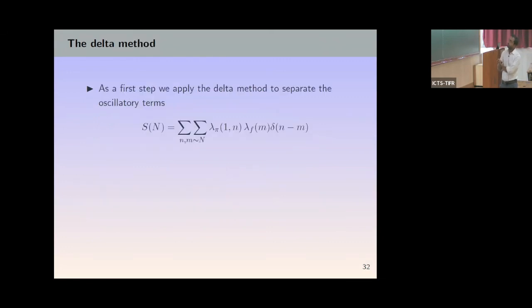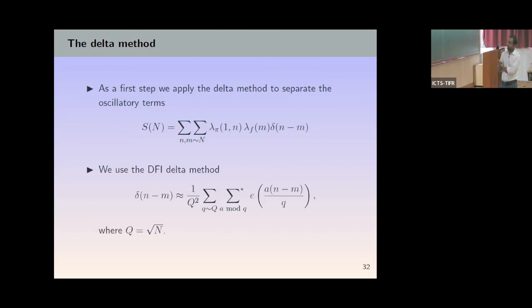So we are separating it by this delta symbol, this delta of n minus m. We are simply writing this expression into this double summation, and this delta of m minus n is the Kronecker delta symbol, which is defined to be 1 if n is equal to m and 0 otherwise. And now we apply a non-trivial Fourier expansion of this delta symbol. We use this DFI delta method, which is kind of a Fourier series expansion.